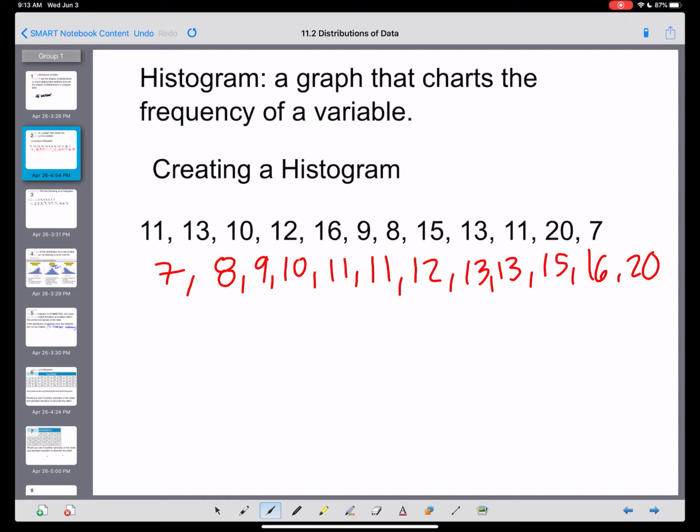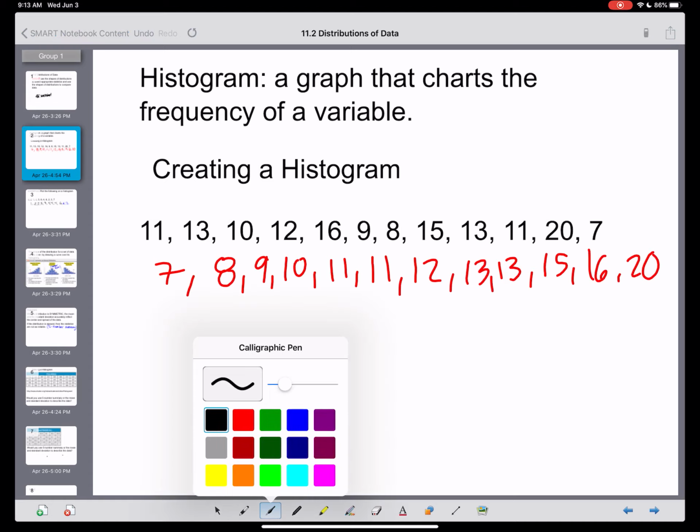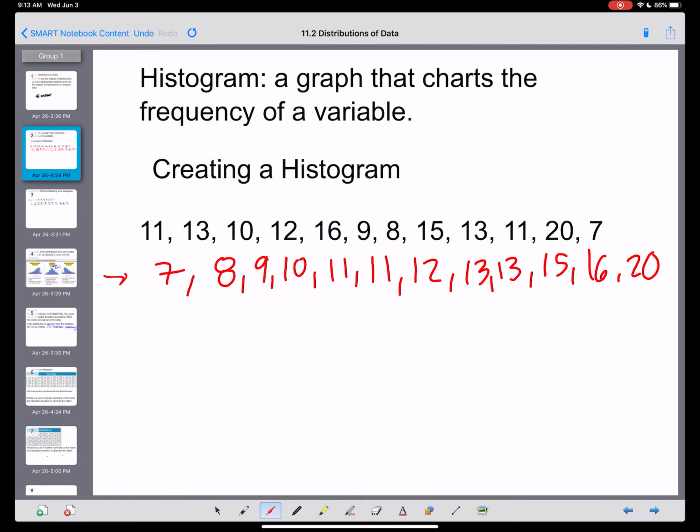A histogram. A histogram is a graph that charts the frequency of a variable. So we want to create a histogram, okay? Frequency just means how many times something occurs. What I did here is I numbered the red, which is just the same list, but in order. I want to put my numbers in order, and essentially I'm making kind of like a bar graph.